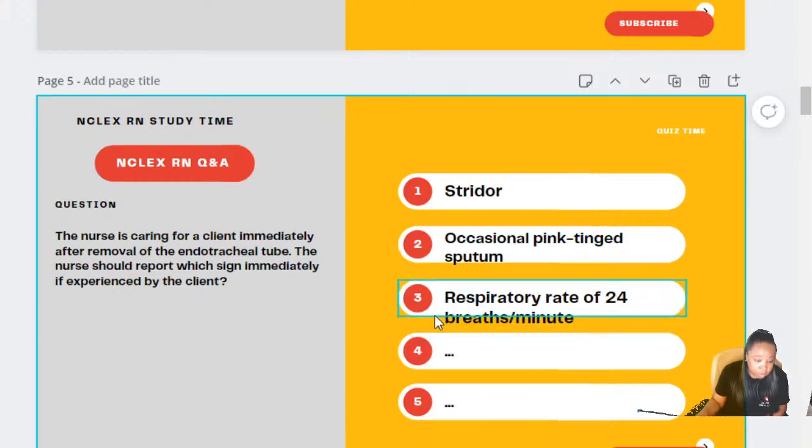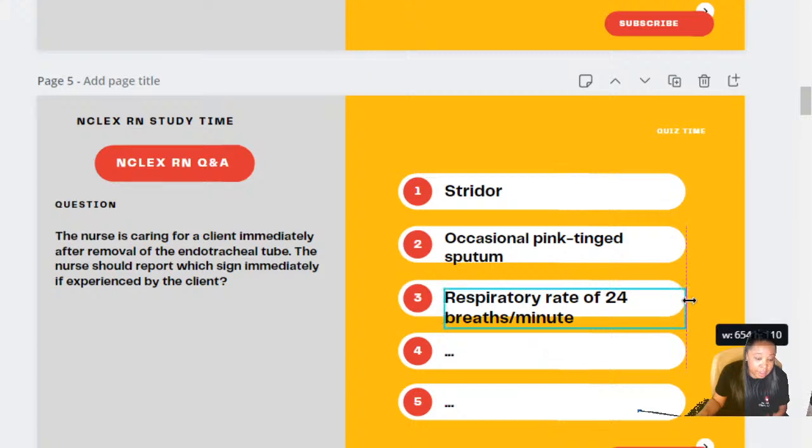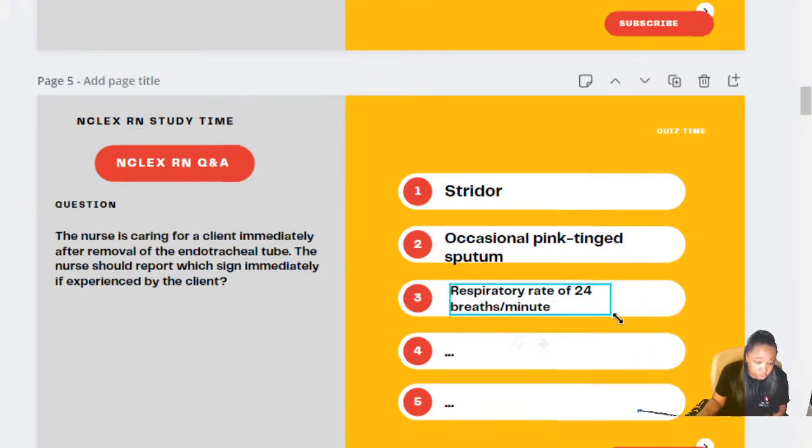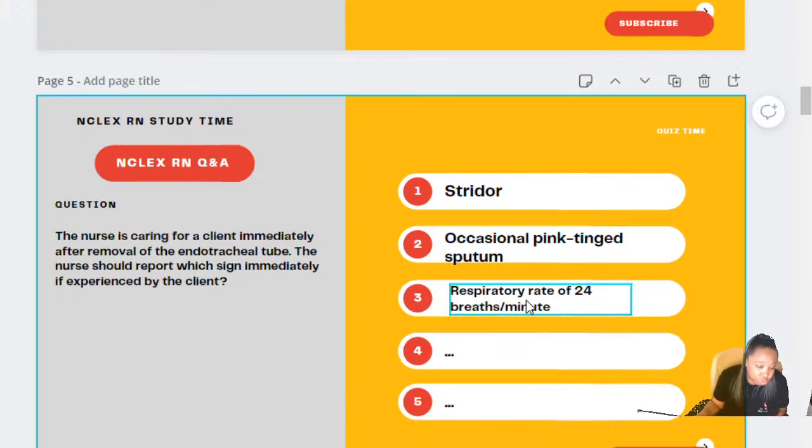The third one says respiratory rate of 24 breaths per minute. For that answer, you need to know the normal range. You need to know the normal respiratory range in order to know if you have to choose this one or not. Okay? You have to know if this is normal or not normal, and if this is an emergency situation or not.